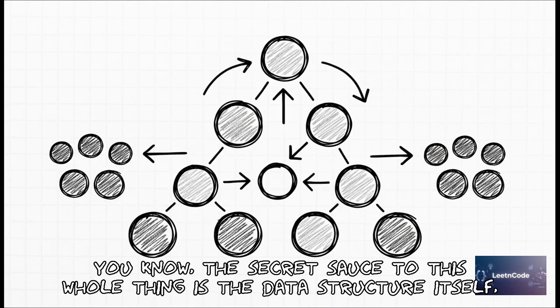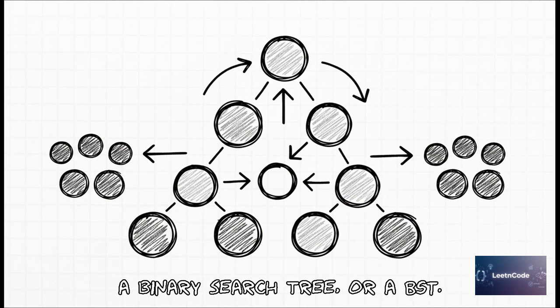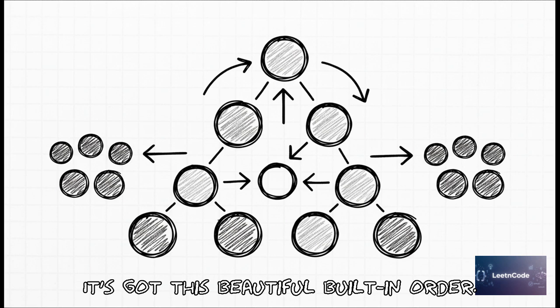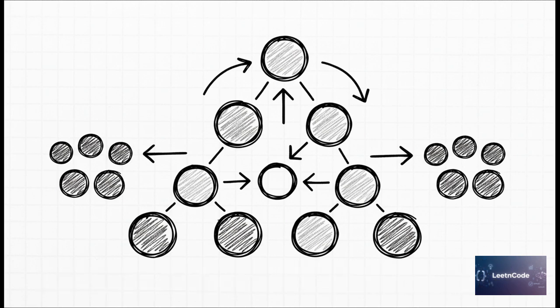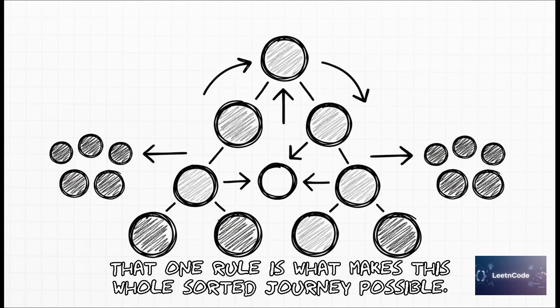You know, the secret sauce to this whole thing is the data structure itself, a binary search tree, or a BST. It's got this beautiful built-in order. No matter which node you pick, you know for a fact that everything to its left is smaller and everything to its right is bigger. That one rule is what makes this whole sorted journey possible.